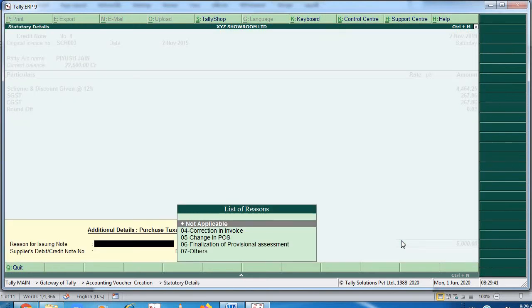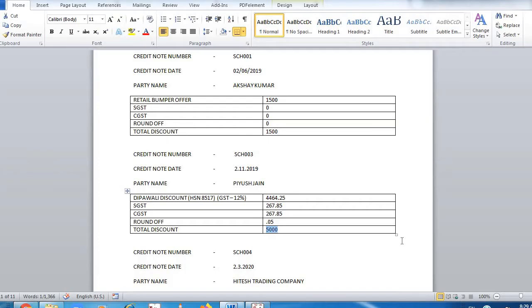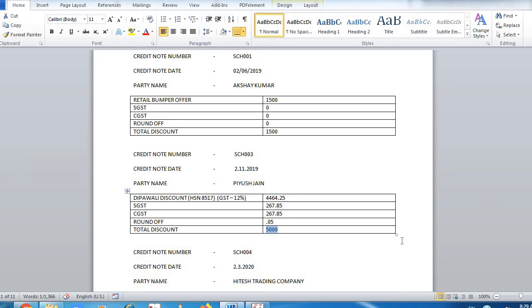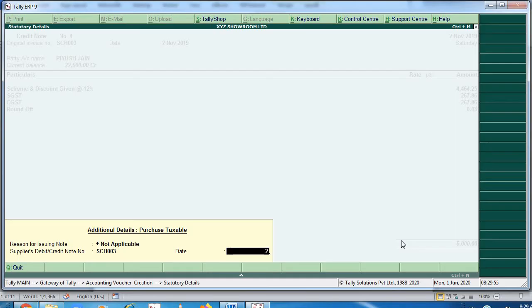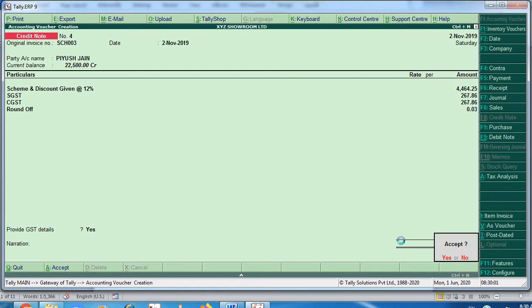This you will keep as not applicable. Your supply and debit number will be the same as SCH003. Date is the same. The date will be 2nd November. Enter. That's it. This invoice, that tax GST at the rate 12% is good to go.